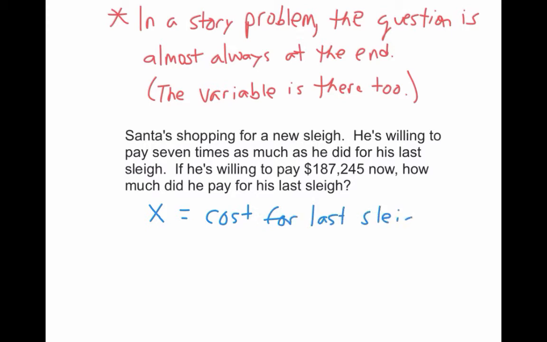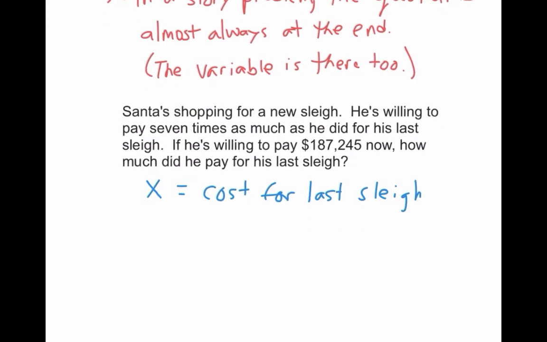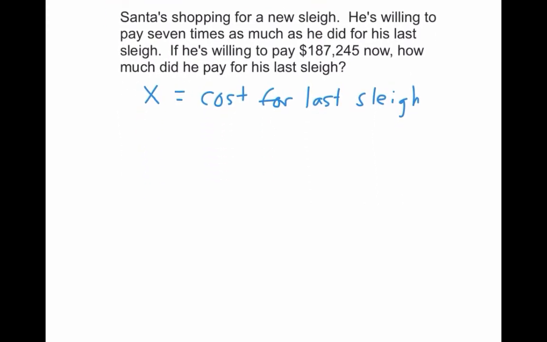Now, a lot of times people aren't going to bother writing this out, and I'm okay with that, but if you get to a story problem and you're stuck, a good way to start is to say, okay, what's my variable? Figure that out. And you might even want to just write it down so you don't have to keep track of it in your brain. So now we need to figure out how to make this into an equation.